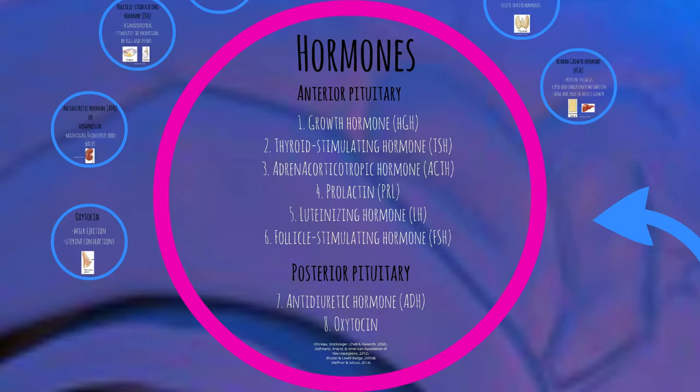The larger region is the anterior pituitary. It synthesizes the following hormones: the growth hormone, the thyroid stimulating hormone, the adrenocorticotropic hormone, the prolactin, the luteinizing hormone, and the follicle stimulating hormone. The posterior pituitary, which makes up about 25% of the gland, serves as a storage area for antidiuretic hormone and oxytocin, which are produced by the hypothalamus.